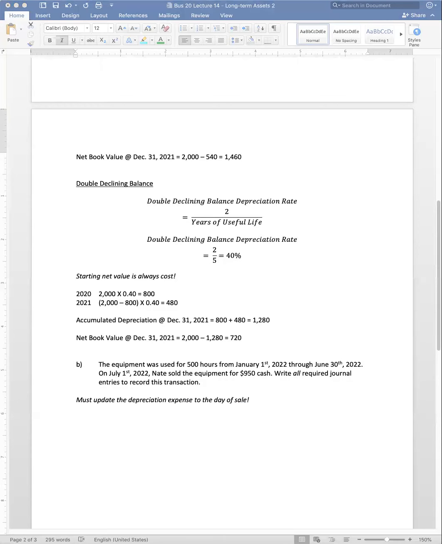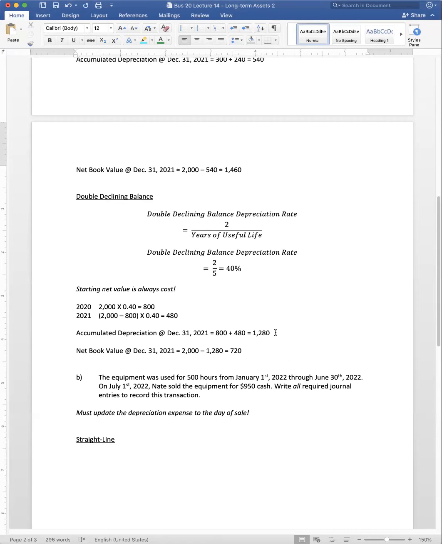So before we can actually do the journal entry to sell the equipment, we need another journal entry to update the depreciation expense. And that's what I'm looking for in this question when I say all the journal entries. I mean the one to update depreciation and then the one for selling the equipment. Okay, so we're going to do this again under all three methods. So let's start with straight line.